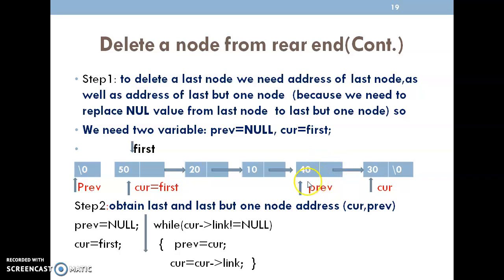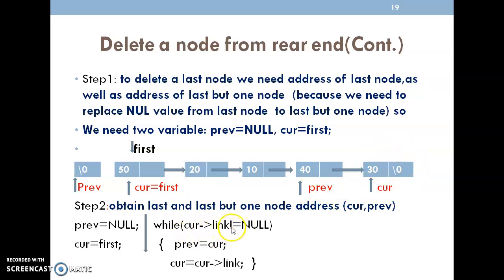For that sake, I need the address of previous also. But I can't take them directly, the last and last but one. If I'm taking the first as current equal to first, at the same time I require previous also. Previous is null only. So previous equal to null, current equal to first. So we keep on incrementing the value until we get the last node of a linked list.